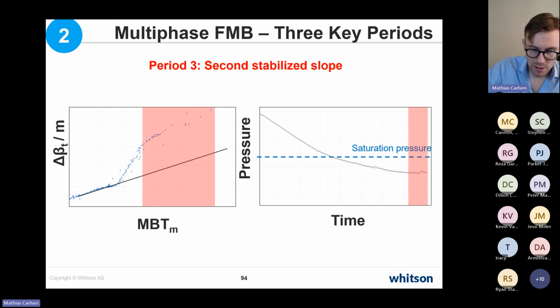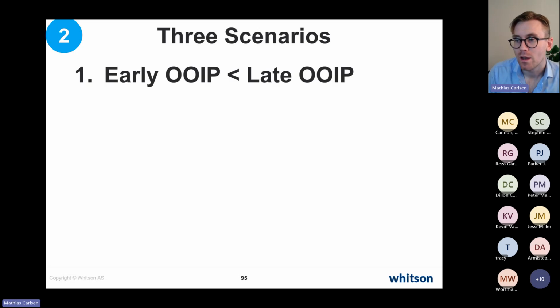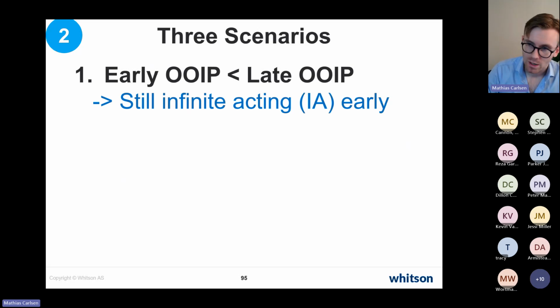And this will always lead to three potential scenarios. Only three potential scenarios. The first one, which is really common, is that your early slope is steeper than your late slope. That means that your early contacted pore volume is lower than the late contacted pore volume. That makes sense. You're still infinite acting at early time, and then it takes some time before you get into boundary dominated flow, so that's how it would look.